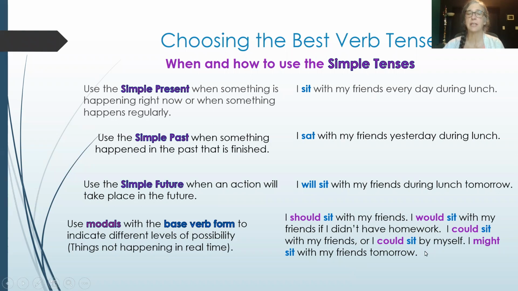Now, what is the difference between I will sit with my friends tomorrow and I might sit with my friends tomorrow? Joey, what do you think is the difference there? I think will means it's going to happen. Yep. Whereas should, it's a possibility. Absolutely. When I say I will sit with my friends during lunch tomorrow, that's my simple future tense, right? And there's that idea of certainty. This is going to happen.